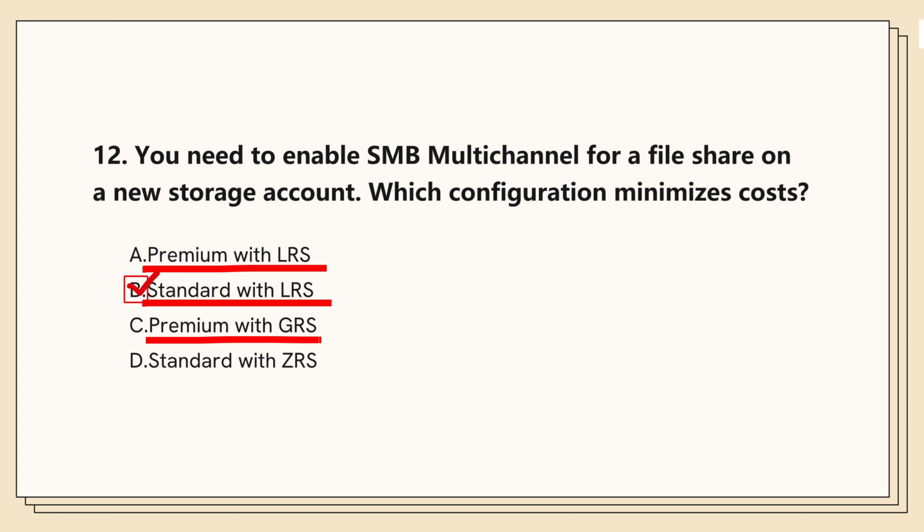This option adds both high cost and cross-region redundancy, which isn't needed for minimizing costs with SMB multi-channel. Zone redundant storage is more expensive and provides multi-zone redundancy, which isn't essential for enabling SMB multi-channel on a file share with cost efficiency.